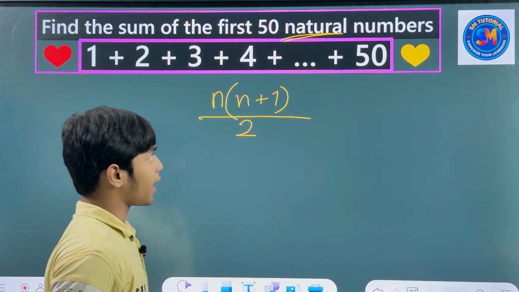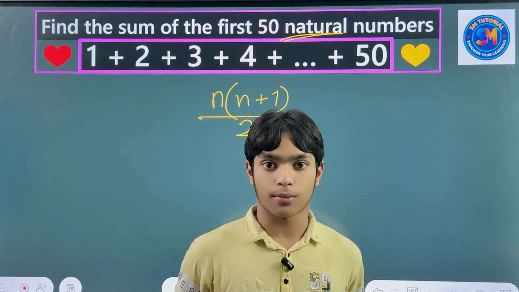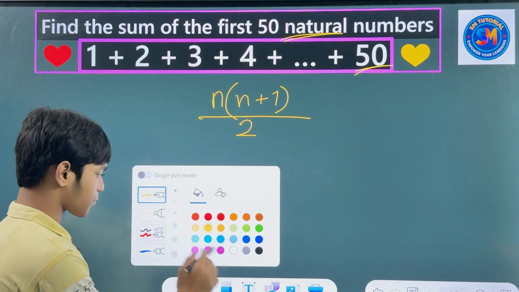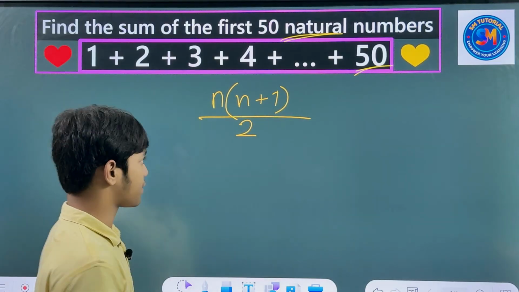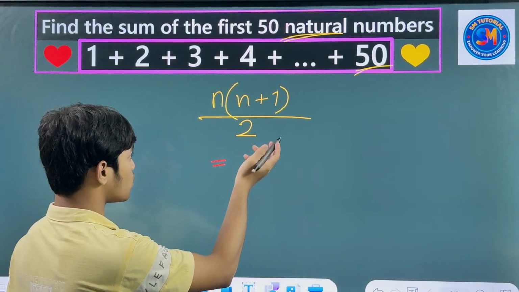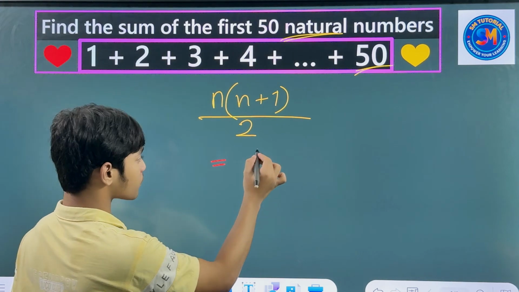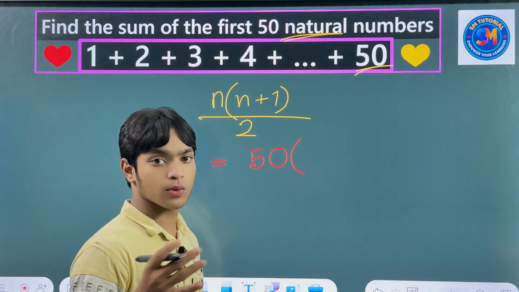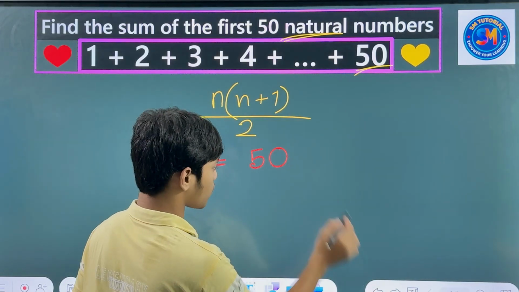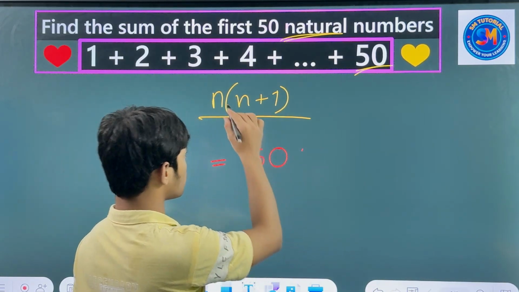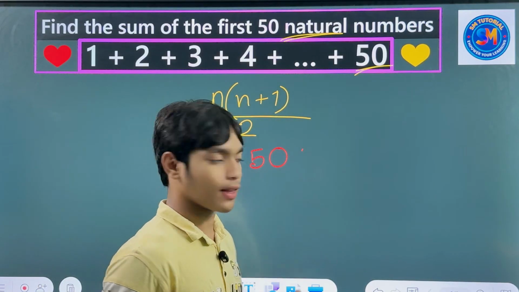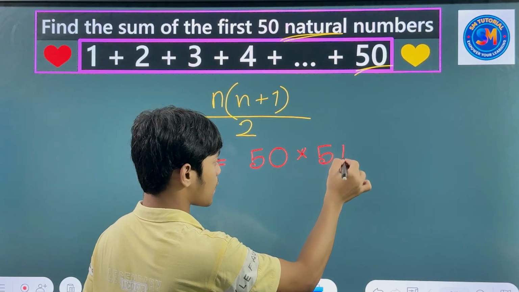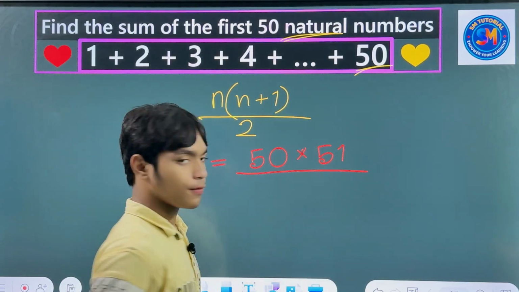Here, the n means your last number. So what is our last number here? Our last number is 50. So put the value and solve the math. We know that our n is 50. So here it will be 50 plus 1. Of course, here there is no sign, which means this is multiplication. And 50 plus 1 means 51. And then divided by 2.